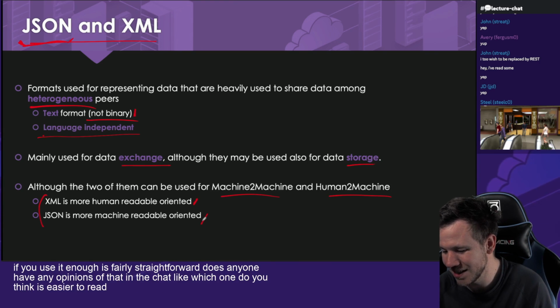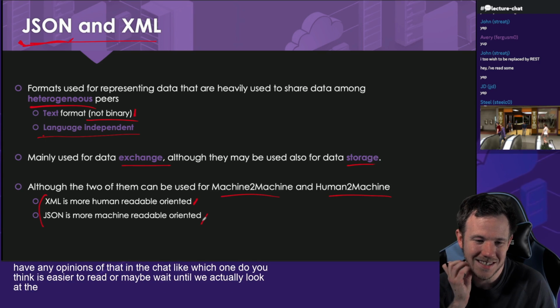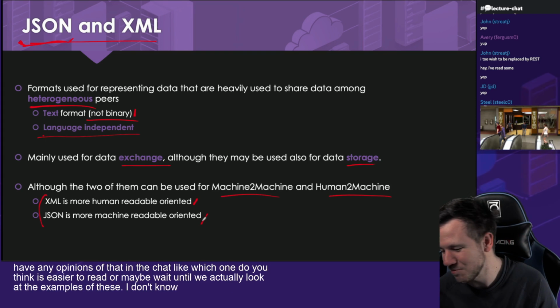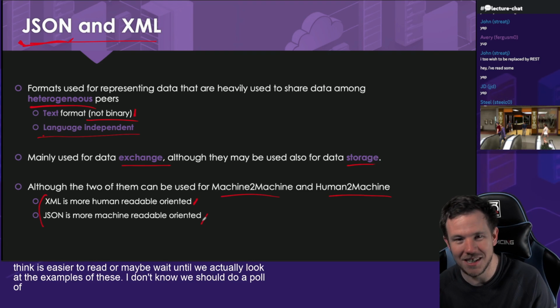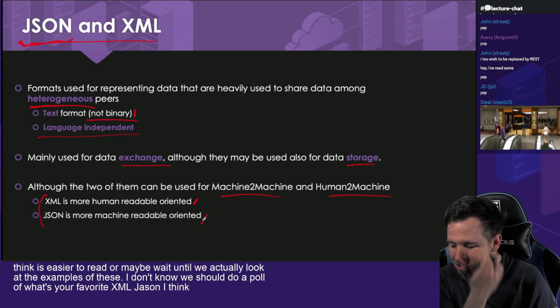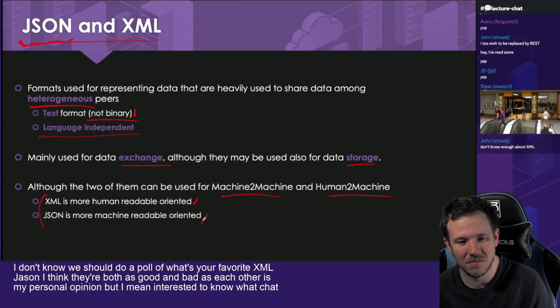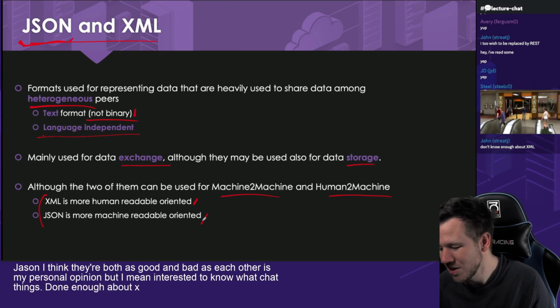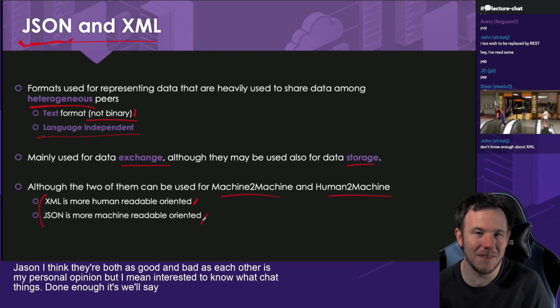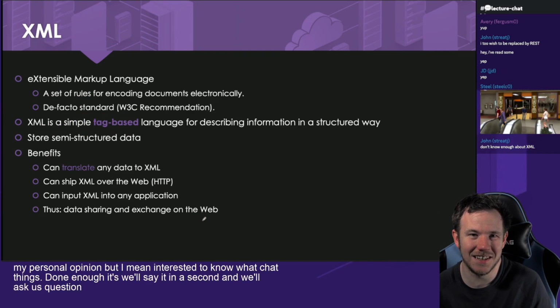Or maybe we'll wait until we actually look at the examples of these. I don't know. We should do a poll of what's your favorite, XML or JSON. I think they're both as good and bad as each other, is my personal opinion, but I'm interested to know what the chat thinks. Don't know enough about XML. We'll see it in a second, and we'll ask this question again in a moment.